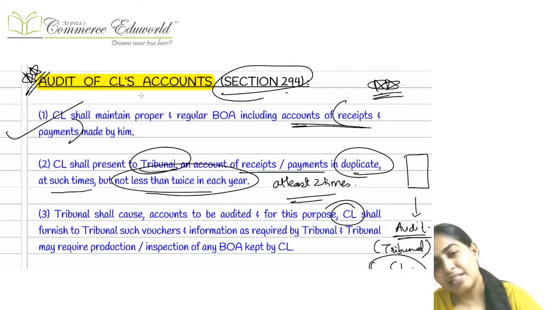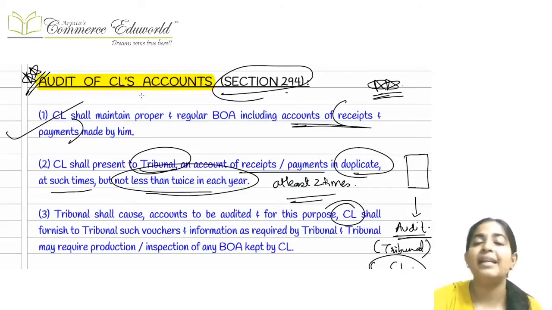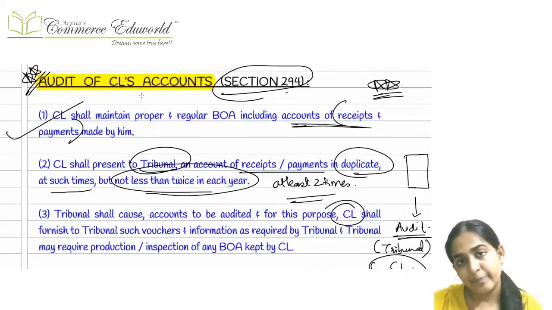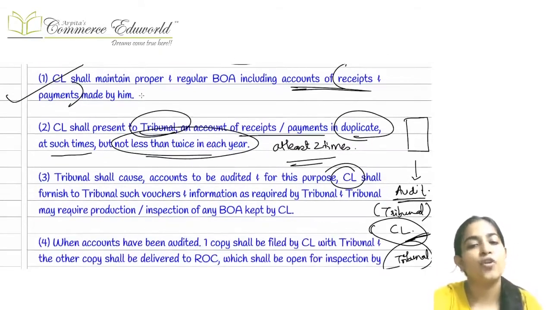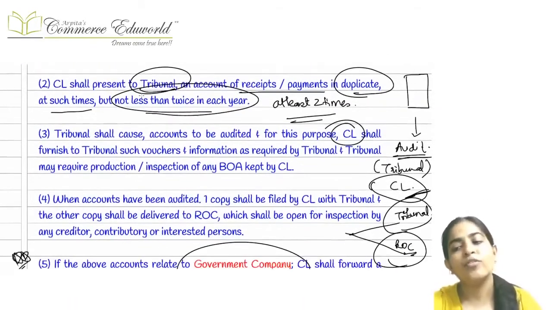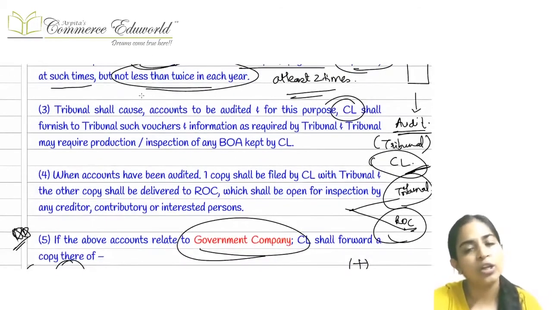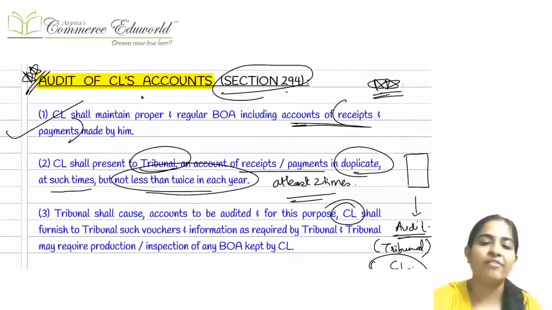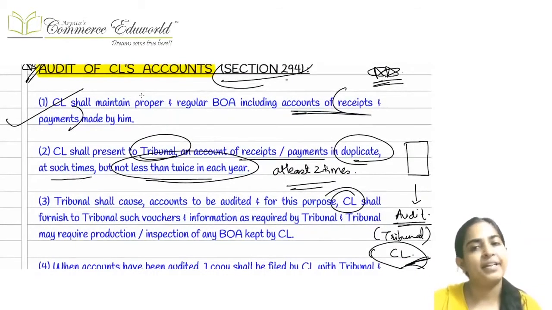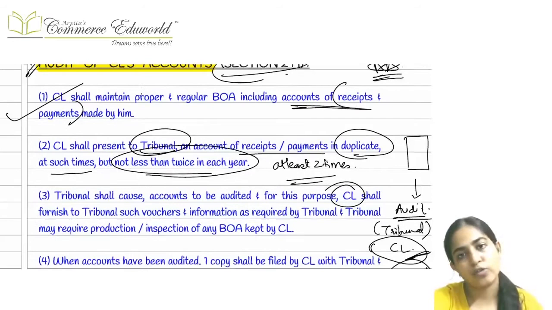Once the company liquidator maintains the books of accounts, he is also required to get them audited. The CL has to get his books of accounts audited, and the audit report will be submitted. One copy will be submitted to the tribunal, and another copy will be submitted to the ROC.